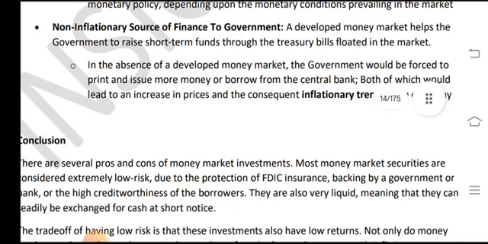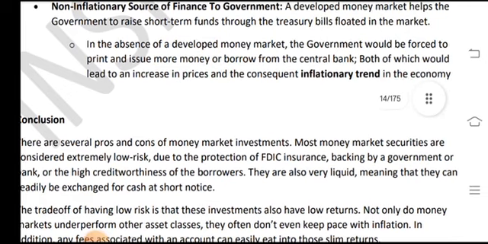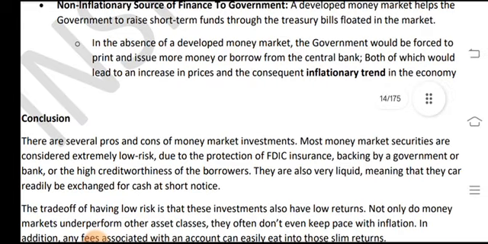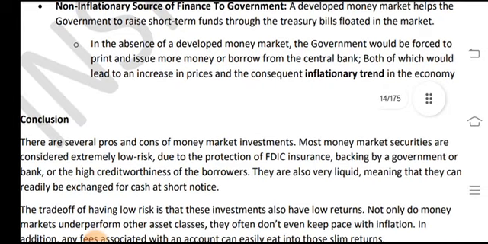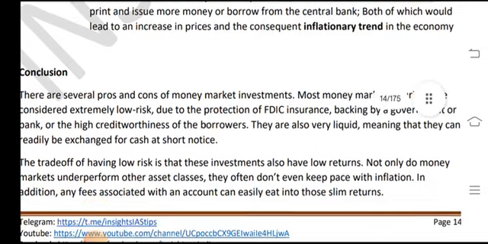Sources of finance to government: a developed money market helps the government to raise short-term funds through treasury bills floated in the market. In the absence of a developed money market, the government would be forced to print more money or borrow from the central bank, both of which would lead to an increase in prices and inflationary consequences in the economy.